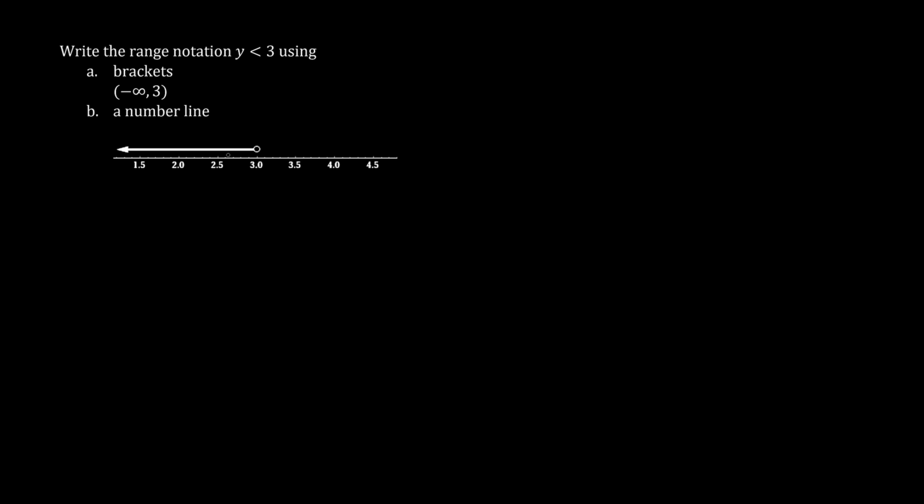As for a number line, we simply draw a line from 3 all the way towards the left with an arrow, indicating that this number gets smaller and smaller towards negative infinity. And we have a hole here, signifying that there's no actual value, there's no solution at the exact value 3. So if this was y is less than or equal to 3, this hollow circle would be a solid circle.